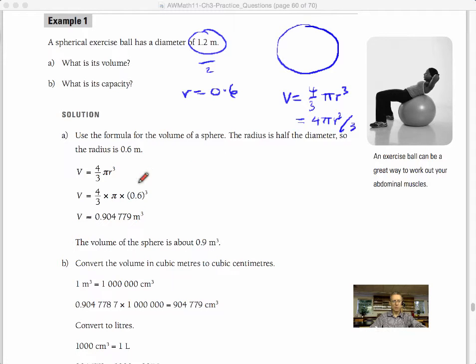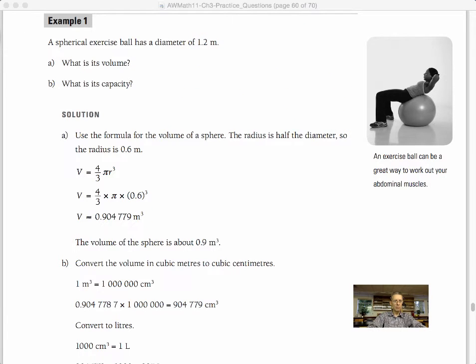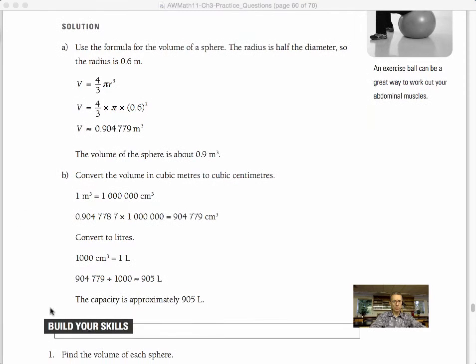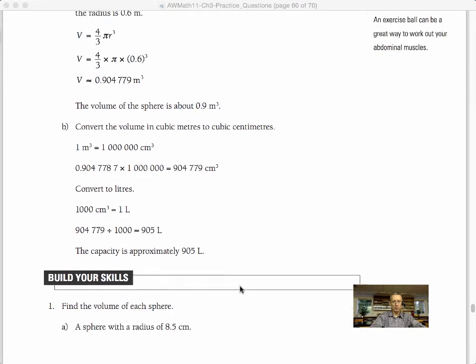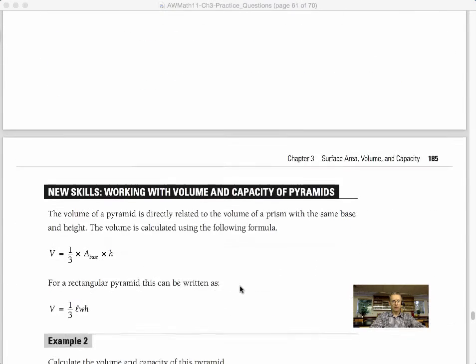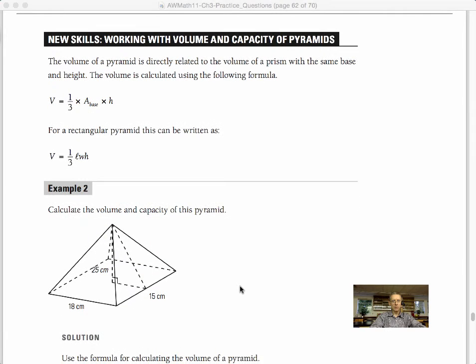Okay, so they take you through this calculation right here. When they get the answer, remember it's in meters cubed, so they're going to have to multiply this by 1,000,000, which they do here. Here's the calculation, to get the cubic centimeters. And then divide by 1,000 to get to liters, which they do down here. Capacity ends up being 905 liters. And some exercises there for you to try.